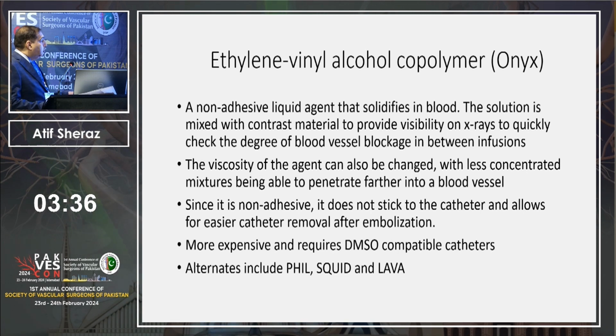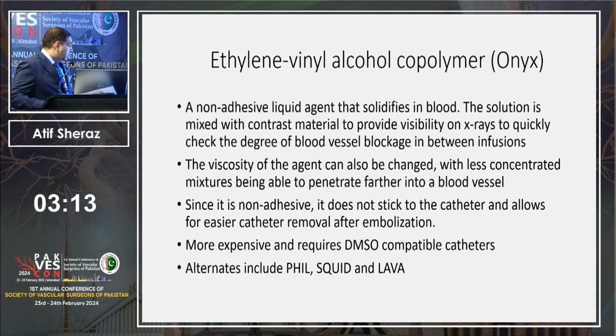So one problem with glue is that once we are giving glue, sometimes it can stick to the catheter, and we have difficulty in removing the catheter. And there have been cases where the catheter was left there and it was simply cut where it came out from the sheath, and it was left inside the vessel. So if the glue sticks to the catheter, there is very little we can do. But Onyx is very safe as far as this is regard.